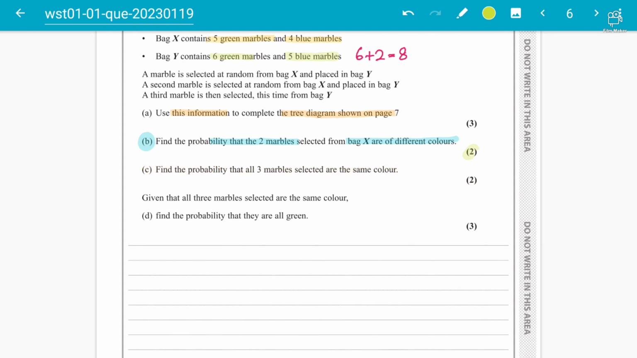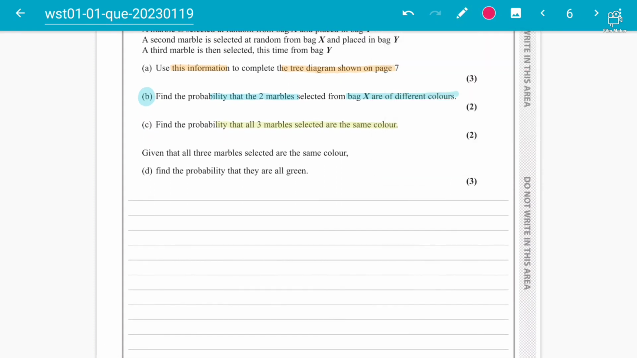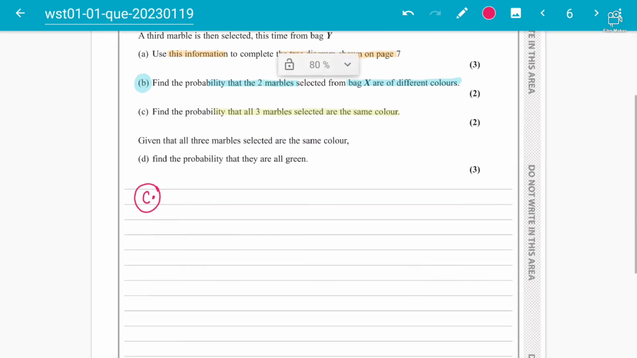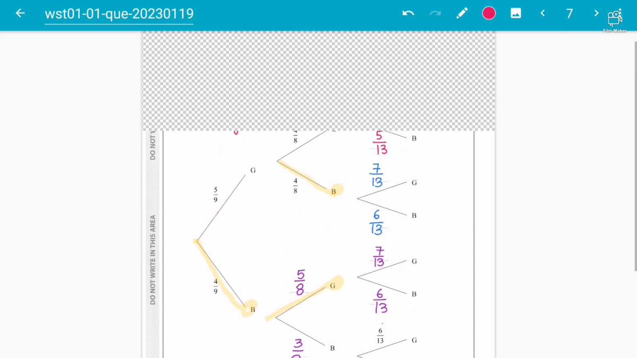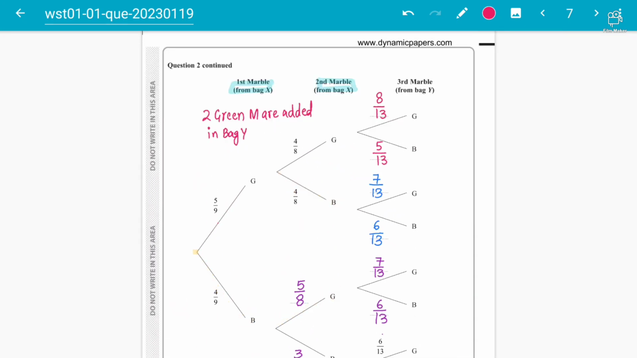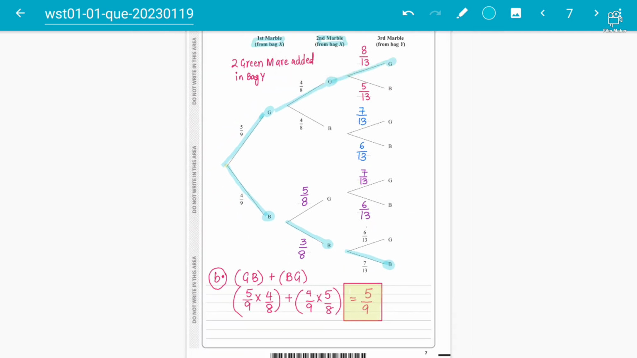So find the probability that all three marbles selected are of the same color. So let's do part C here by saying that, sir, all three marbles selected are of the same color. It means that, I'll remove these points, okay, students? So it will be, sir, all three green or all three blue, okay? That's the case. So green and then green and then green, that's the case. Or it can be, sir, blue. All three marbles are of the same color. So these are the only two possibilities, okay?